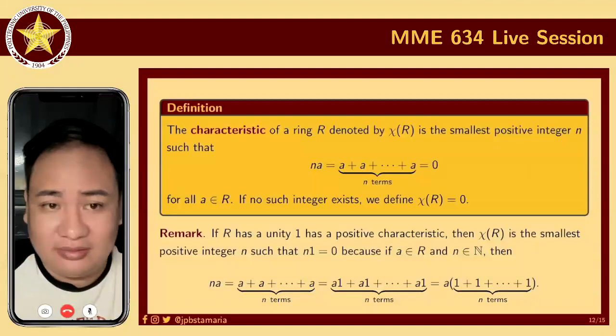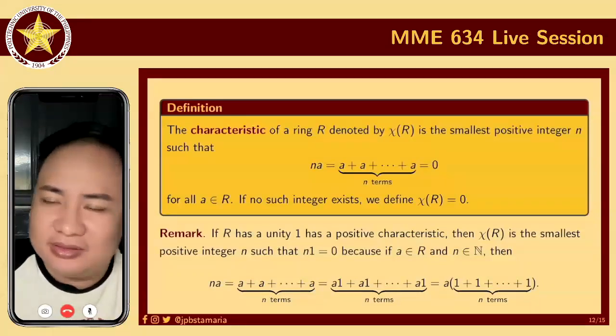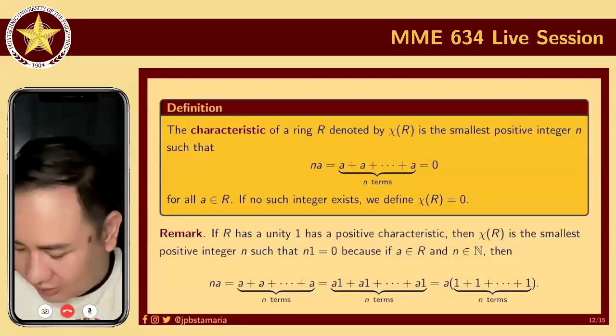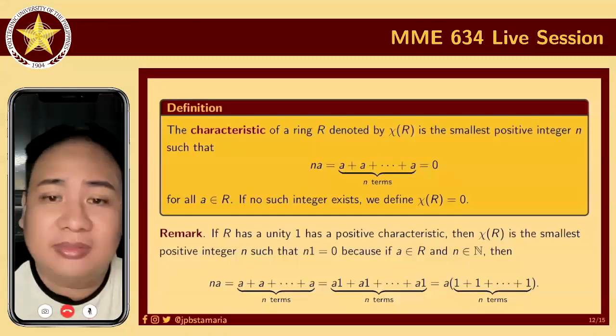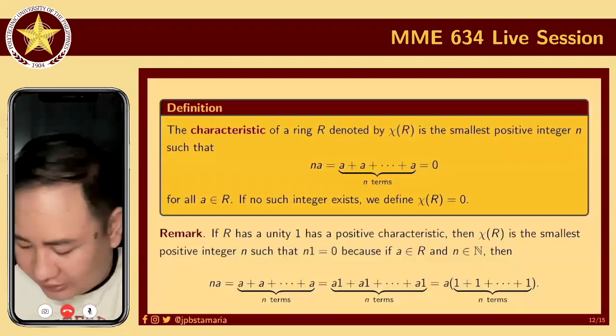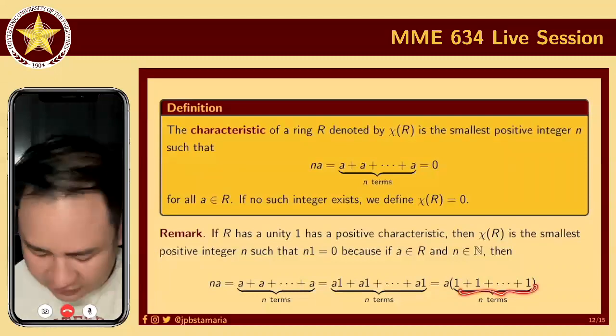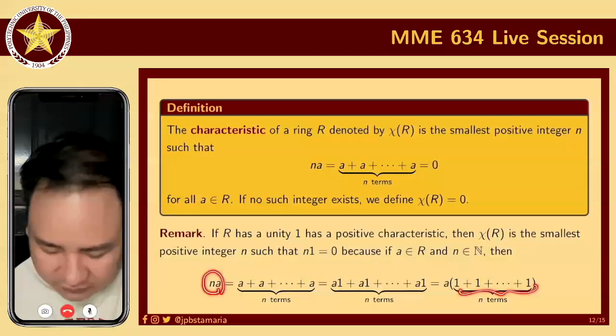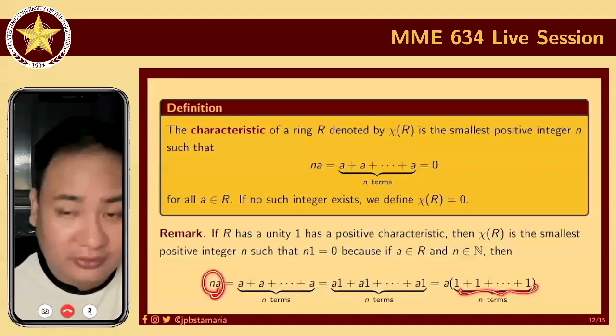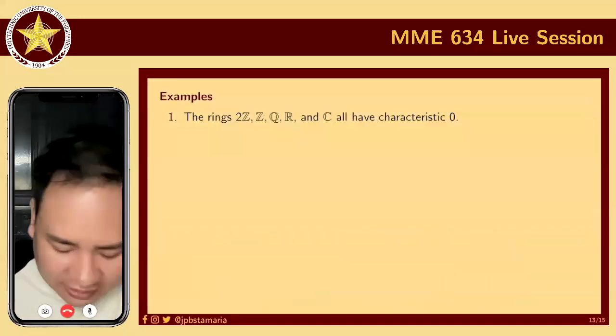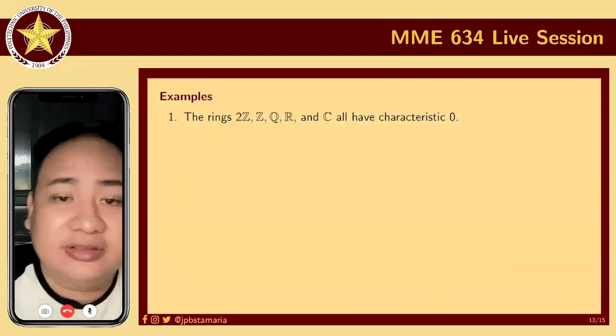Kasi may mga rings na walang 1 di ba? But in that case, kung meron mang 1, swerte ka, ang kailangan mo lang tignan yung 1. Okay? Kasi pag nag-0 na ito, 0 na rin ito for any A because of the distributive property. Ito na naman tayo. Well, lahat pala ito ay may characteristic na 0.